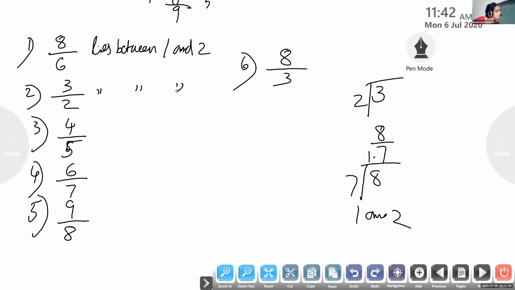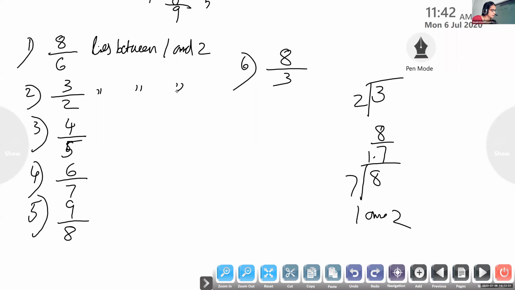Ma'am, 4 by 5 lies between 0 and 1. 6 by 7 also lies between 0 and 1.